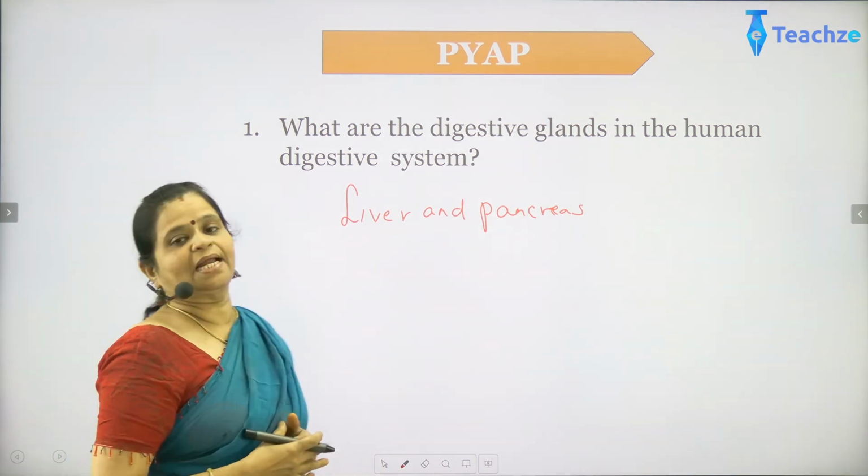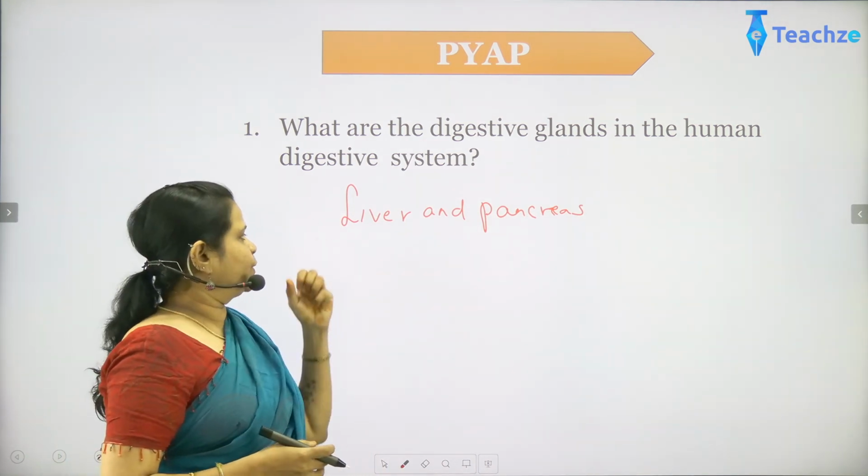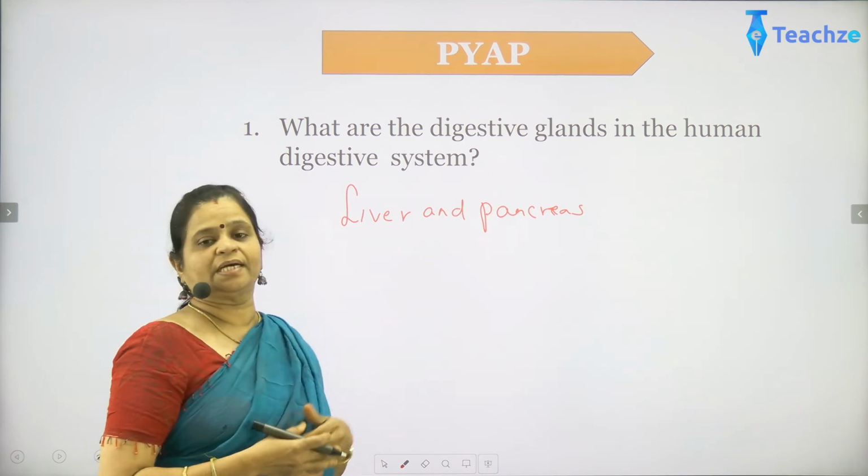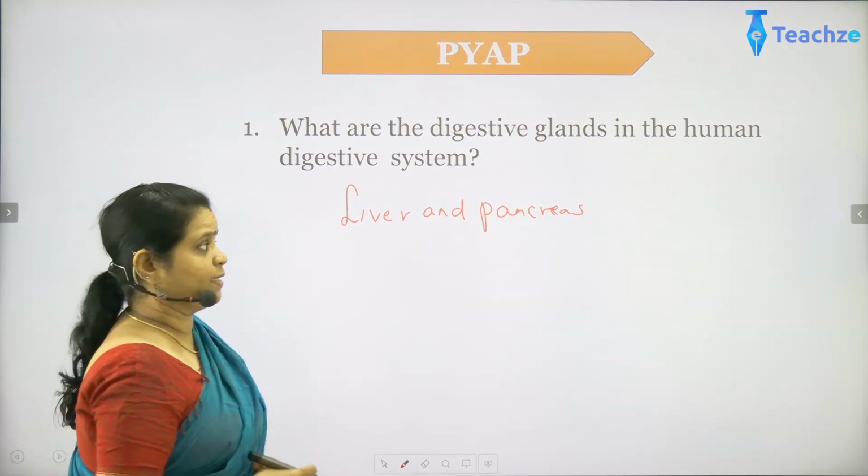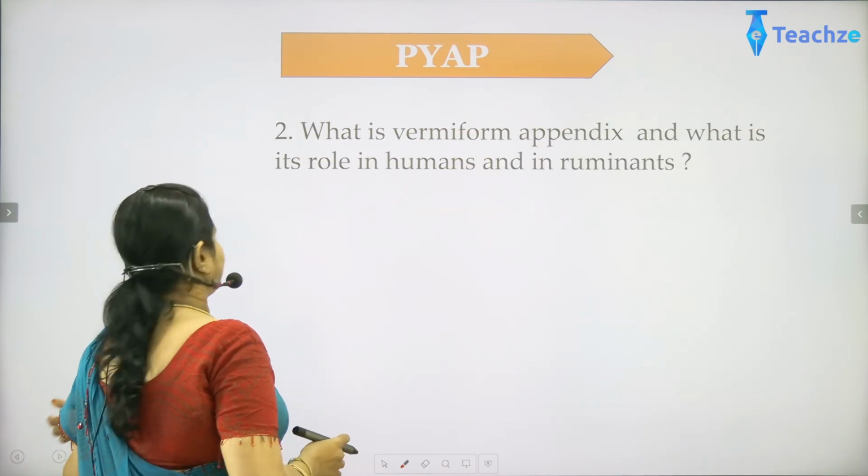You can write that the liver is the largest gland in the body, and you can write that it does not have enzymes, and pancreas is both an exocrine as well as an endocrine gland. You can give that here in this particular question.